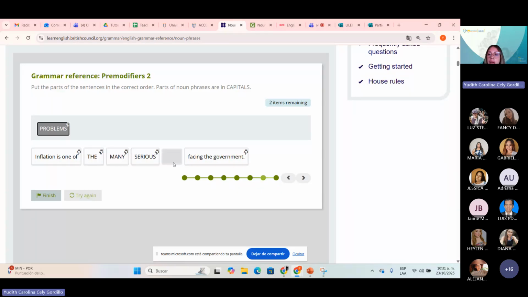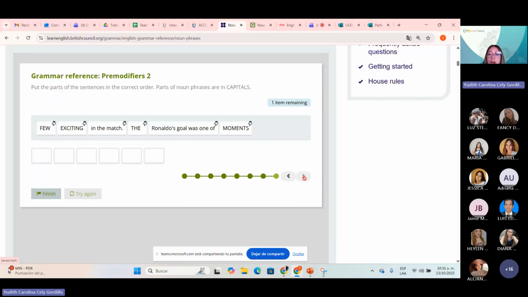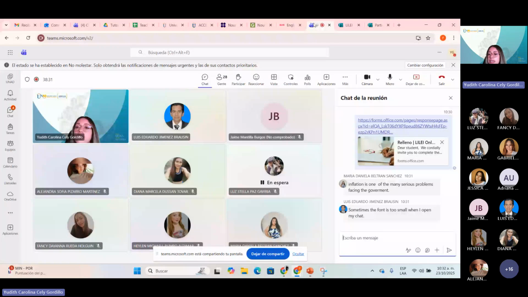That's so perfect. And about the last one, what about this? Few exciting in the match, the Ronald's goal, one of moments. What about the order in this statement? This is the 1, 2, 3, 4, 5, 6. In this case, you have 6 words. This is long. What do you think and according to it?